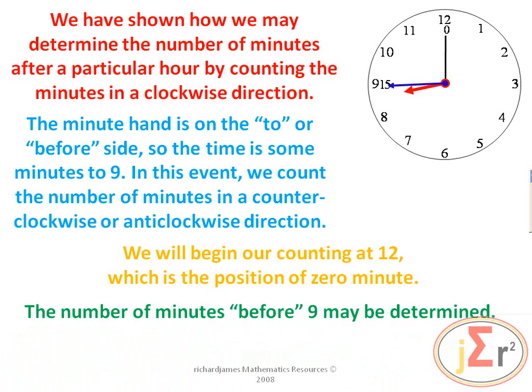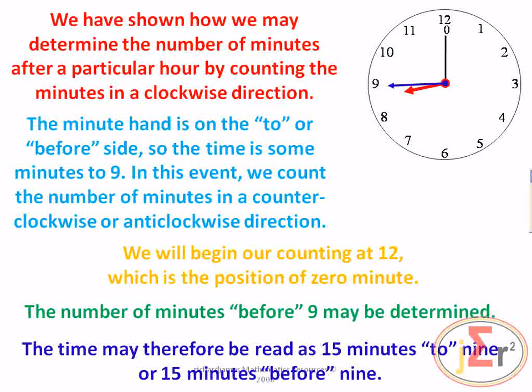That is very quick. In the ancient days, we usually caused the minutes to tick slowly, the illustrative minutes, that is, when we are illustrating. But we have caused that to speed up a bit. So we have how many minutes? 5, 10, 15. 15, and we are at where the minute hand is. So we are counting the number of minutes till we get to the minute hand. There we go. The number of minutes before 9 may be determined. The time may therefore be read as 15 minutes to 9 or 15 minutes before 9.